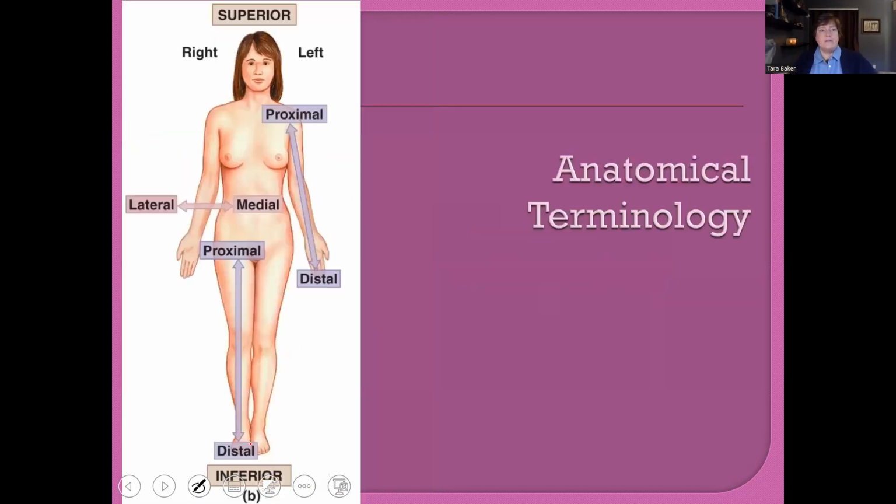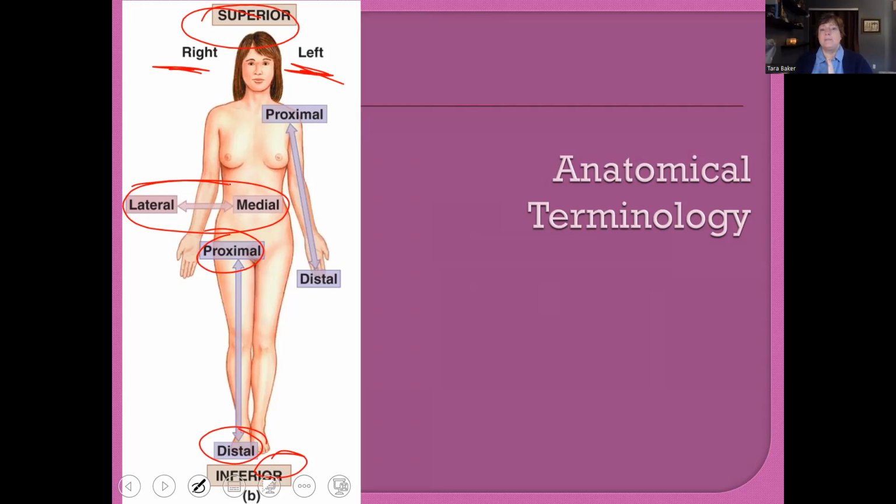So here's another picture. We've got superior and inferior. Okay, so that's the entire body. We also have proximal versus distal for the limbs specifically. And then we've got right and left, which we've talked about already, right? It's the body's right or left. And then the last thing that's on this picture is lateral versus medial. So lateral means away from the center of the body, and medial means towards the center of the body.